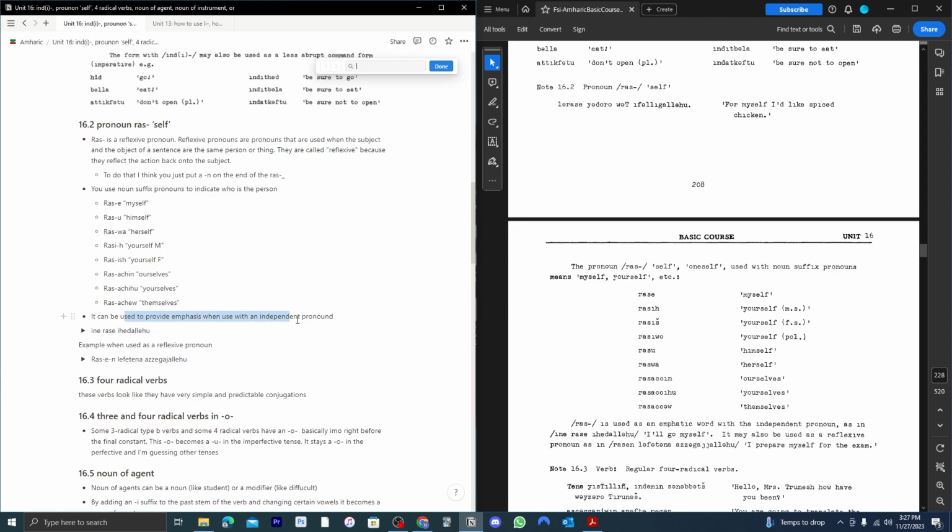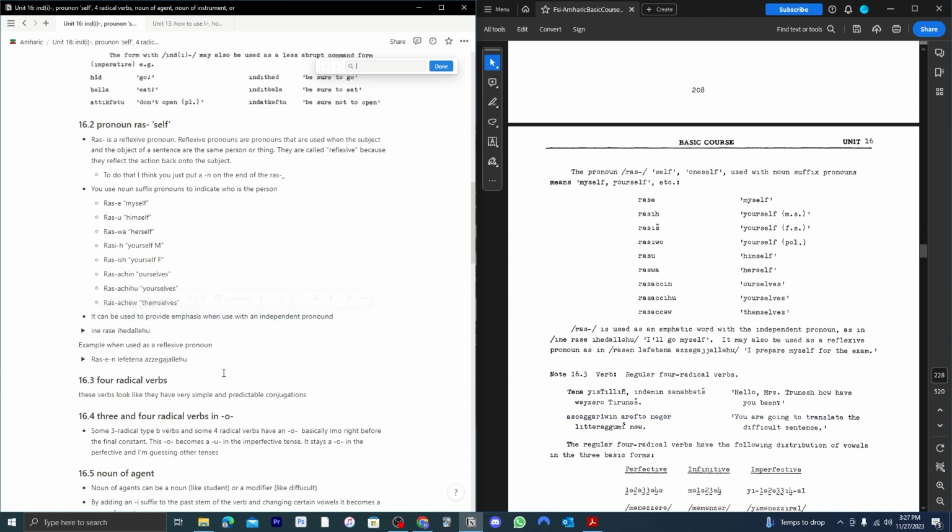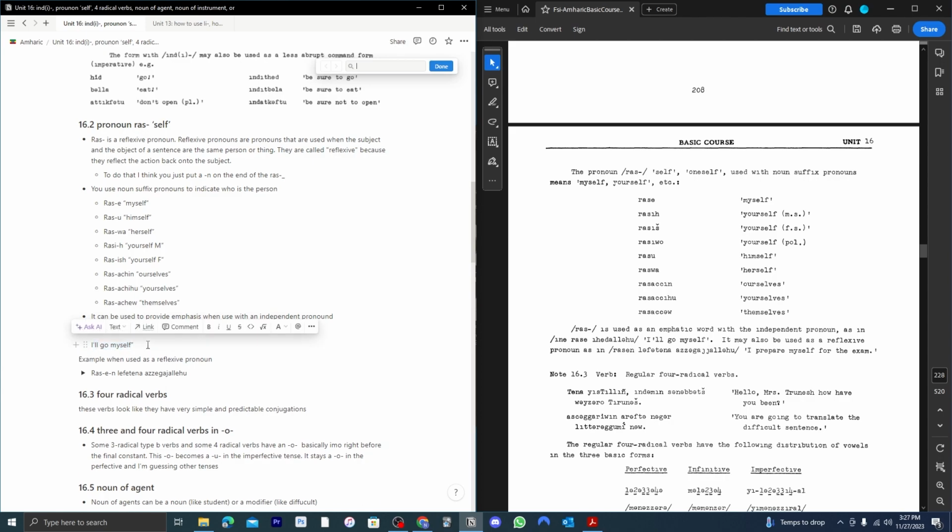You can also use it to provide emphasis with independent pronoun. Like if you want to be, I guess, somewhat dramatic or intense, either seriously or maybe in a comedic way, like I will go. I'll go myself.